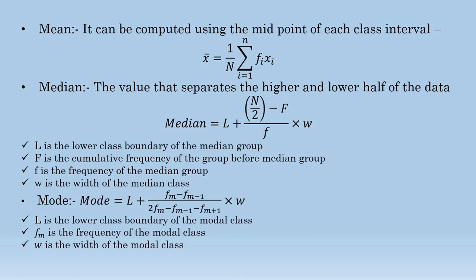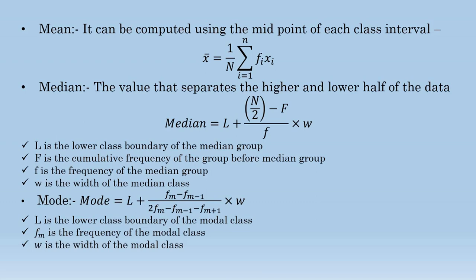Moving forward, we have mode. The formula for mode is capital L plus (Fm minus Fm-1) divided by (2 Fm minus Fm-1 minus Fm+1), into W. So, capital L, we already discussed, is the lower class boundary, but in this case it is for the modal class. The class having the highest frequency is the modal class.